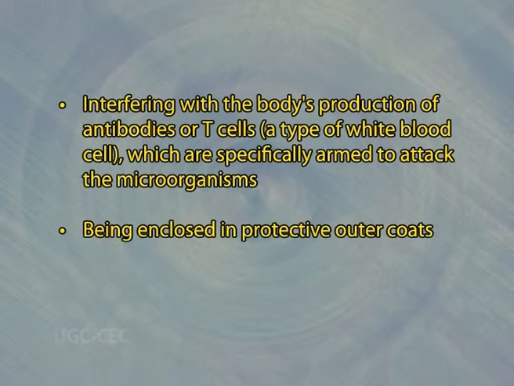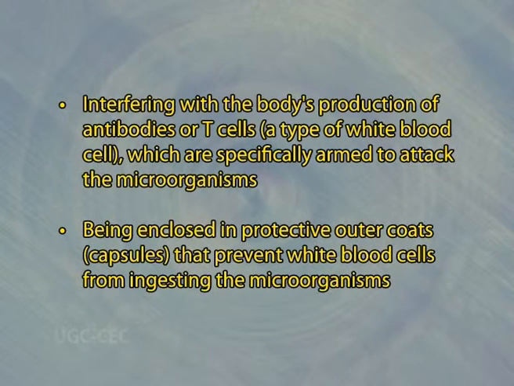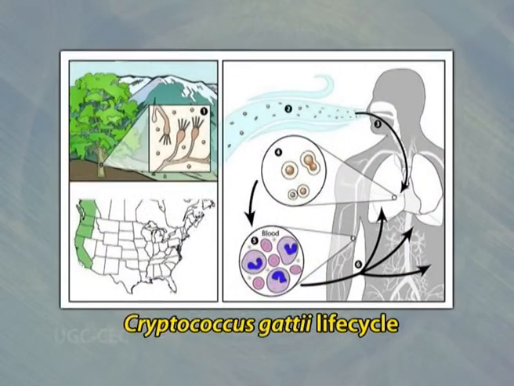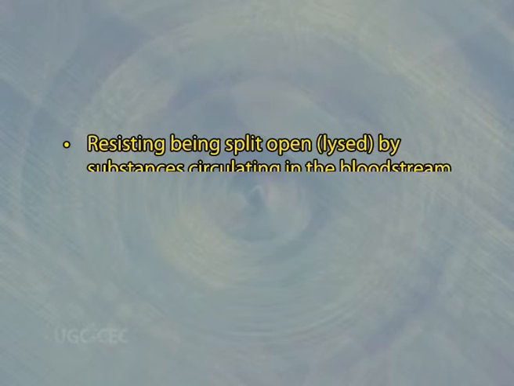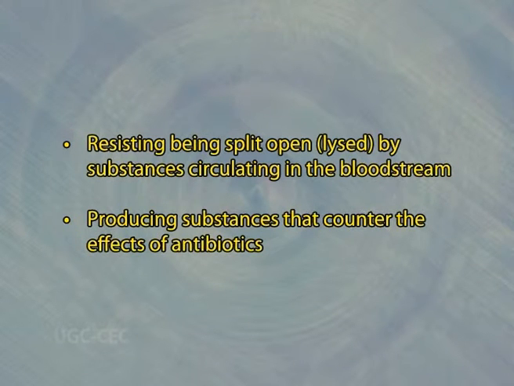Second, being enclosed in protective outer coats, capsules, that prevent white blood cells from ingesting the microorganisms. For example, the fungus Cryptococcus actually develops a thicker capsule after it enters the lungs for the specific purpose of resisting the body's defenses. Third, resistance to being split open, that is lysed, by the substances circulating in the bloodstream. And last but not the least, producing substances that counter the effects of antibiotics.